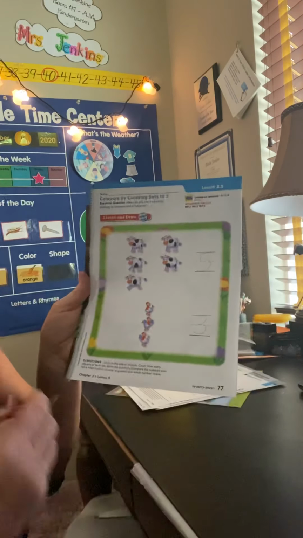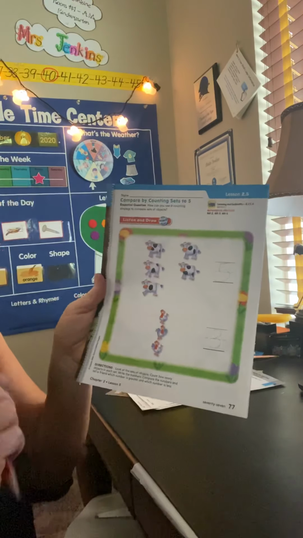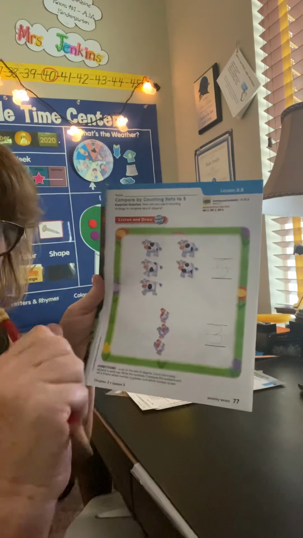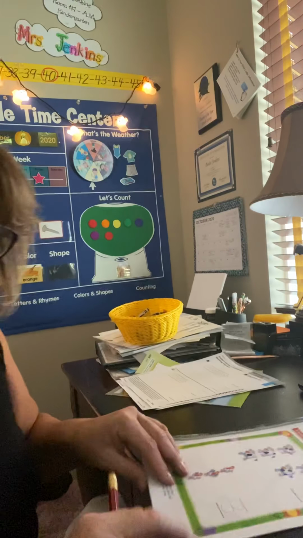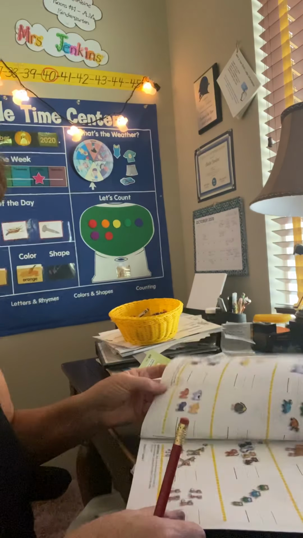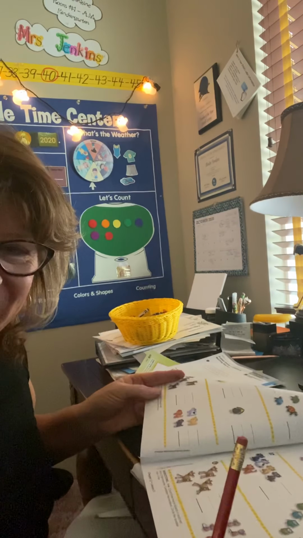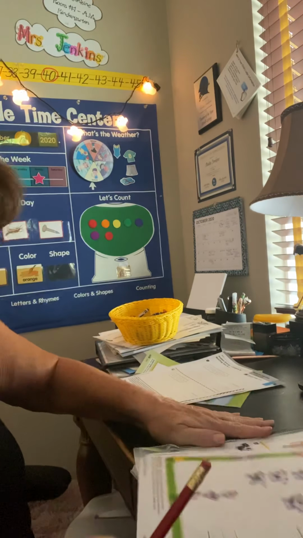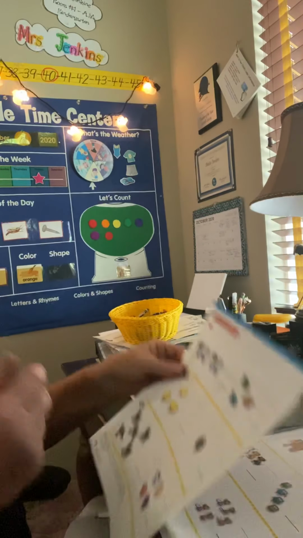Now, I just finished testing the progress report, and the test was exactly like this. The kids had to count all the sets. They had to tell me which set was the most. They had to tell me which set was the fewest or the least. And then they got to tell me which 2 sets were equal or the same, okay?